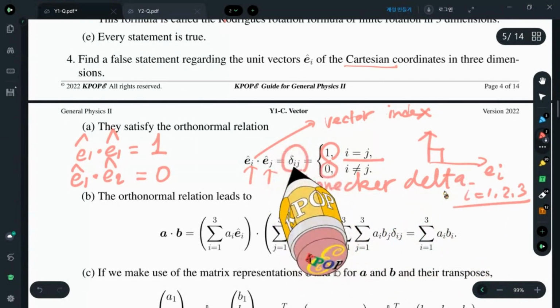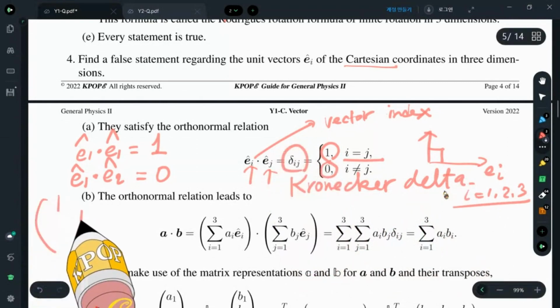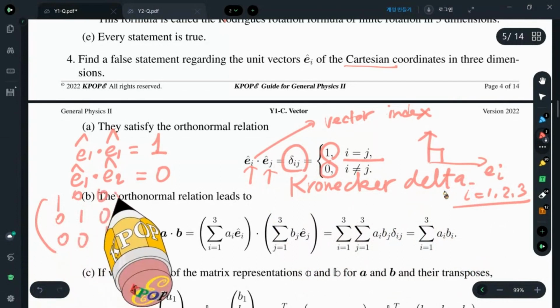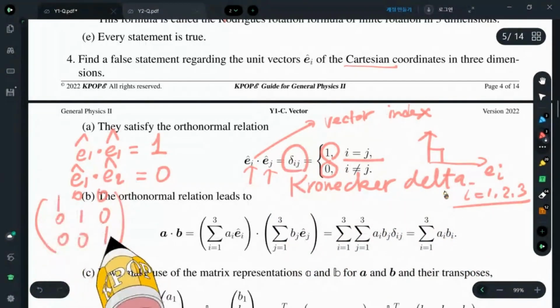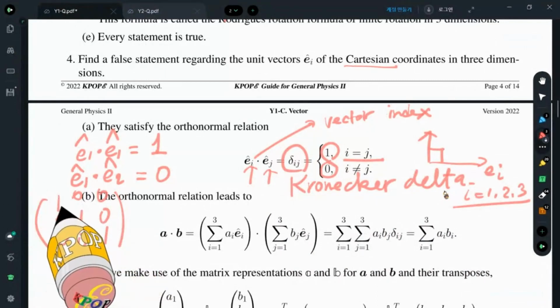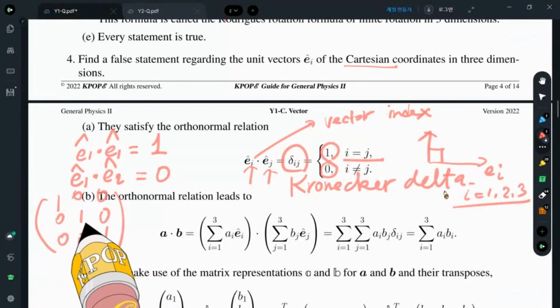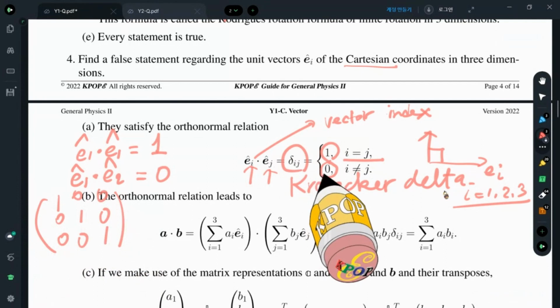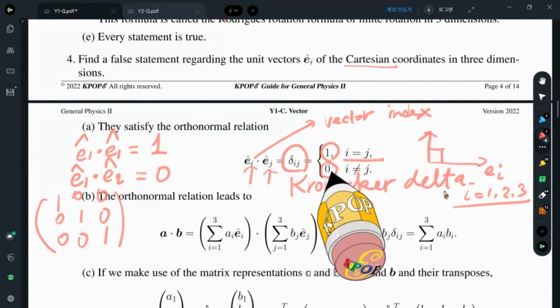And the Kronecker delta is actually the ij element of this unit matrix, the 3 by 3 unit matrix. They are all 1 on the diagonal, where i equals j equals 1, 2, 3. If i and j are different, they are off-diagonal elements, and they are all 0.